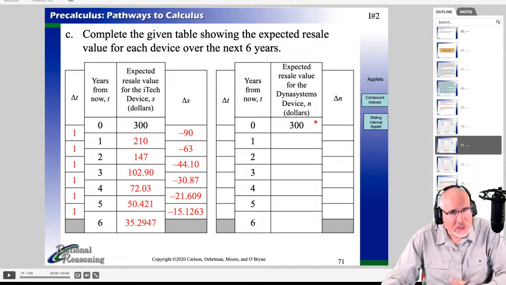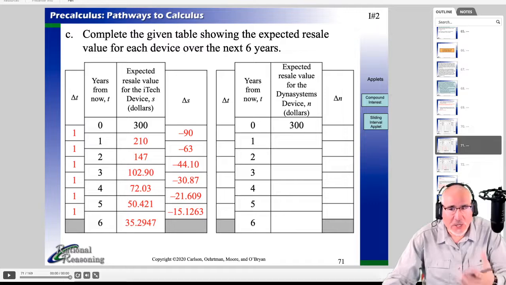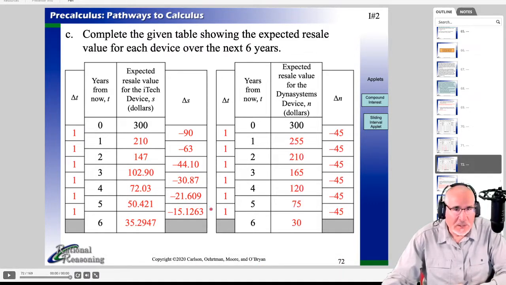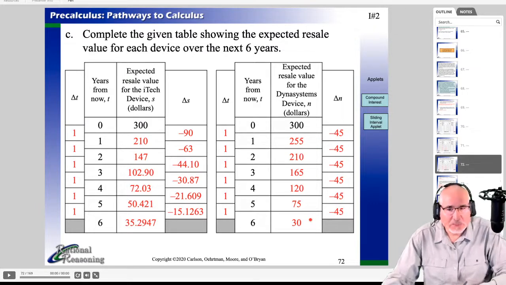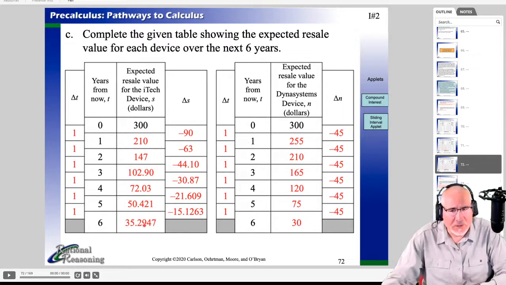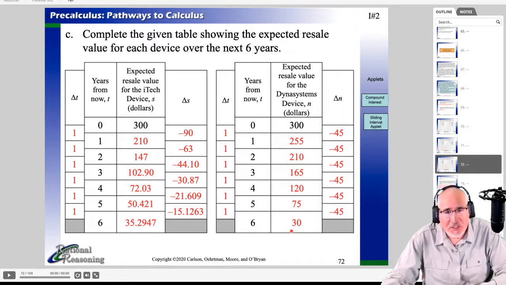Now over on the Dana System side, that's going to be a linear change, a change by $45 each year. So it's maybe a little easier to think about. We're going to subtract $45 each year, right? And so that gives us a setup like this, $45 coming down. We end up in both cases, at least in year 6, at about the same value, relatively speaking. But notice how it changed differently.